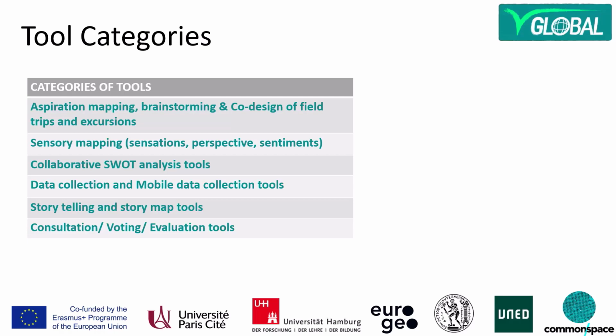They are divided into categories according to their use, and the main categories are aspiration mapping, brainstorming and co-design of field trips and excursions, sensory mapping, sensations, perspective, sentiments, collaborative SWOT analysis tools, data collection and mobile data collection tools, storytelling and story map tools, and consultation, voting, evaluation tools. In its category, the guide provides the tools, a description for the tool, the link to it, and some tips or tutorials.